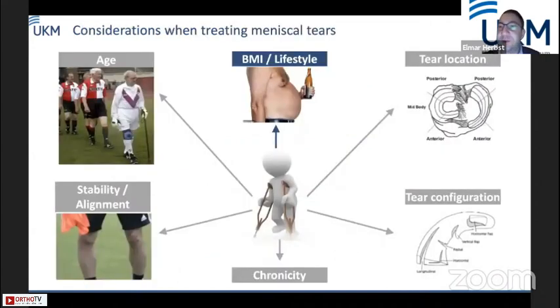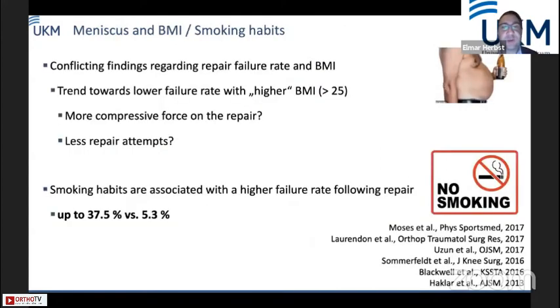So what about the BMI and the lifestyle and habits of the patients? There are conflicting results with regards to the BMI. However, the higher the BMI, the higher the transmitted load through the joint. And so we should avoid any excess loading to a meniscus repair. So we don't recommend doing any meniscus repair in patients with a BMI above 30.